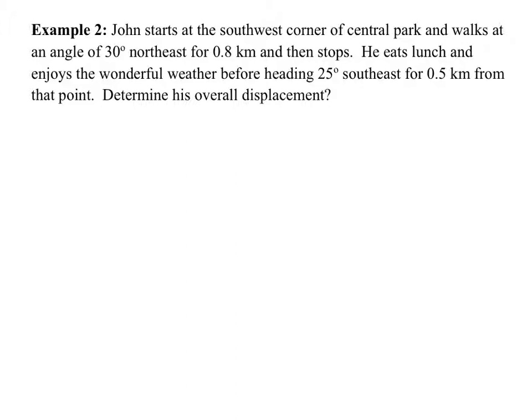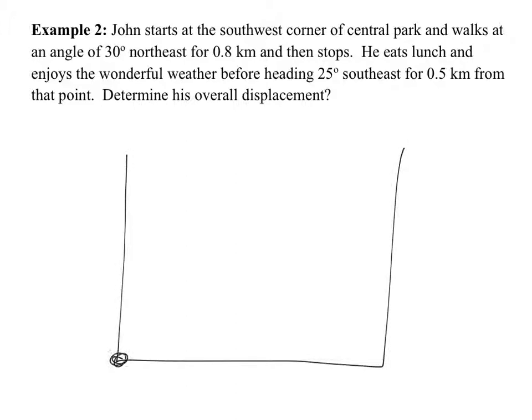John starts at the southwest corner of Central Park and walks at an angle 30 degrees north of east for 0.8 kilometers and then stops. He eats lunch and enjoys the wonderful weather before heading 25 degrees southeast for 0.5 kilometers from that point. Determine his overall displacement.